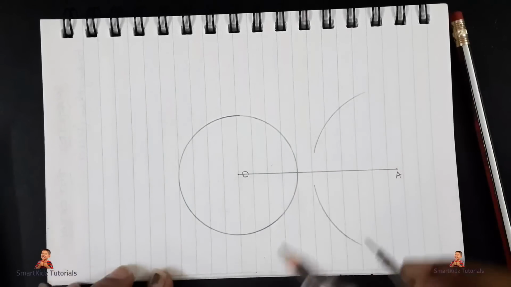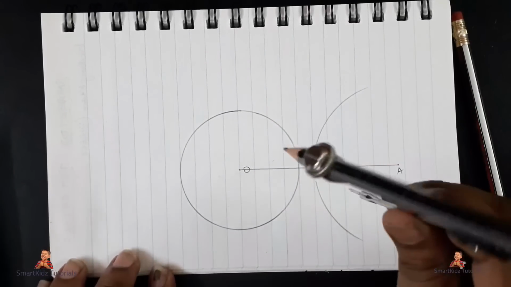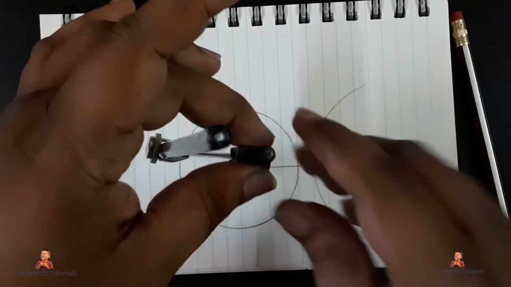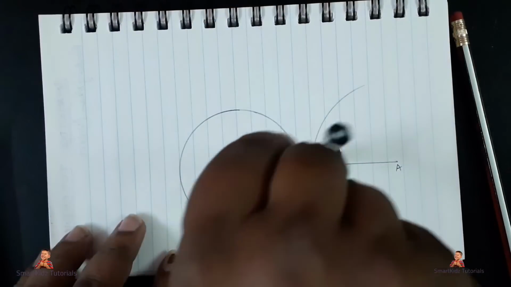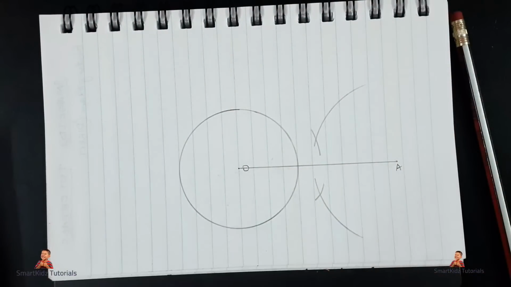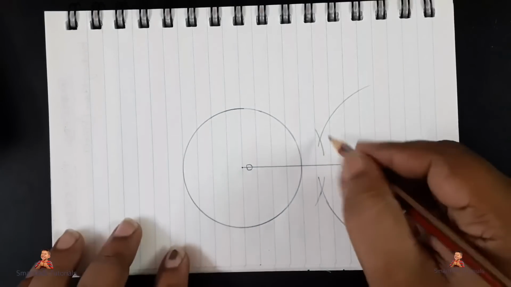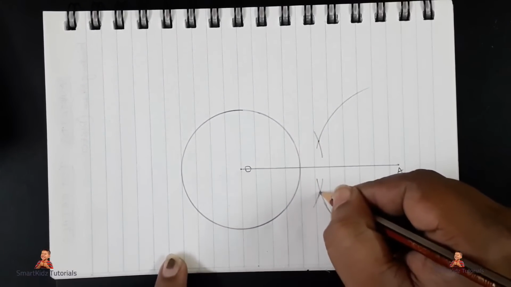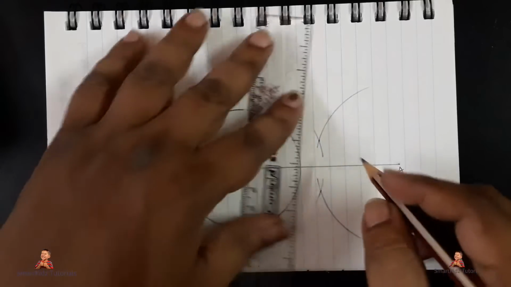Then, without changing the measurement, we keep the point on O and we cut these two arcs this way. Now when these two arcs cut each other, we mark those points because we'll have to draw a perpendicular passing through those two points this way.